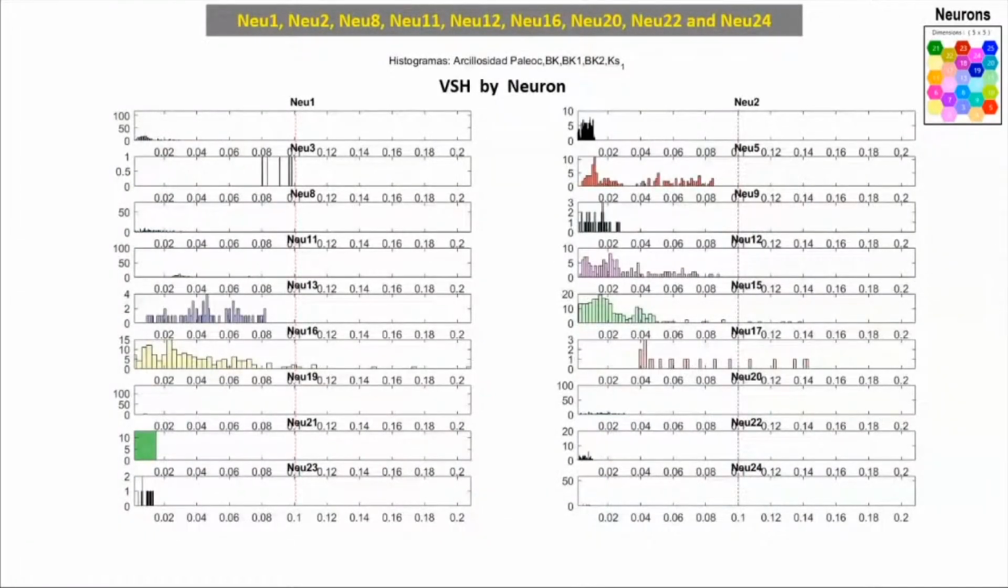In this carbonate reservoir, you have this vertical dotted line that represents the cutoff value. So you can see that in almost all the neurons, you have distributions below this cutoff value, and at least in Mexico, this is the behavior.